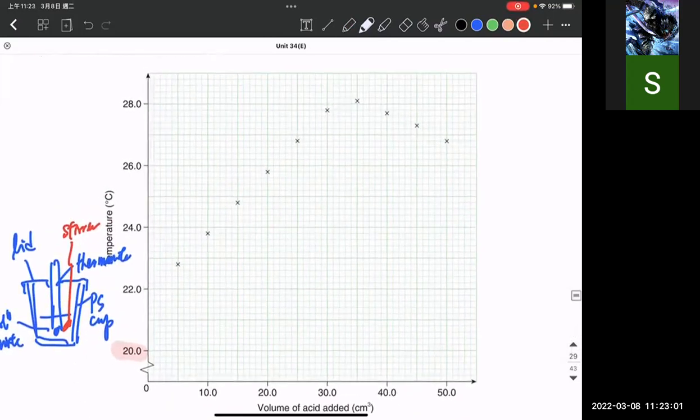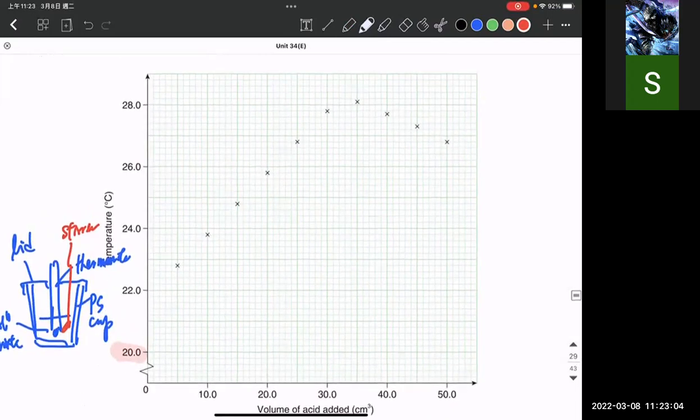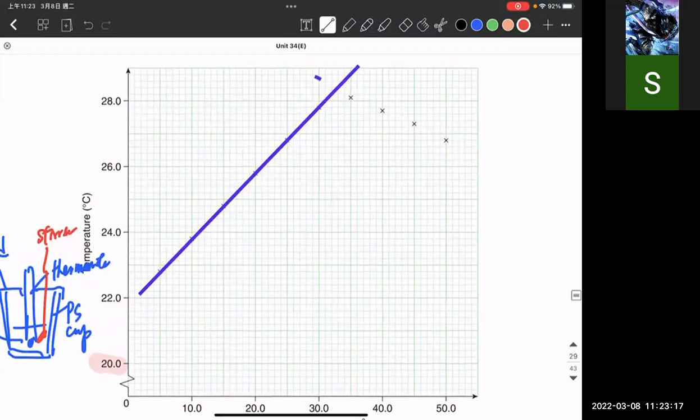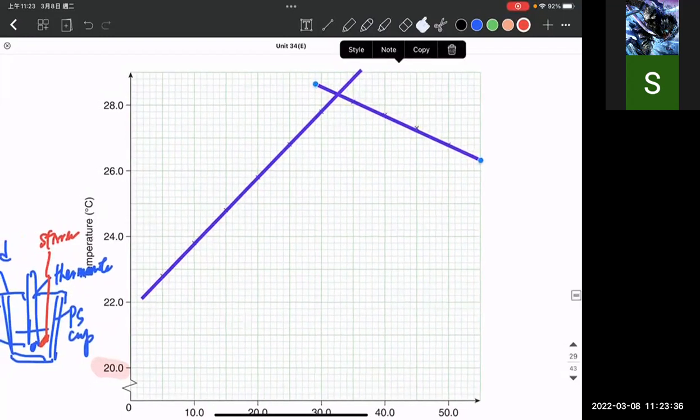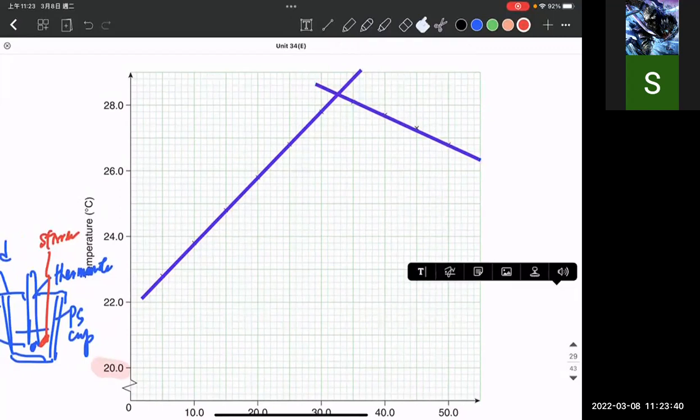So how will you locate? So you draw these two lines, right? So this is our way to do it, right? This, another line. Yes, this is the one. Do you find it? So this is the imaginary maximum temperature rise.